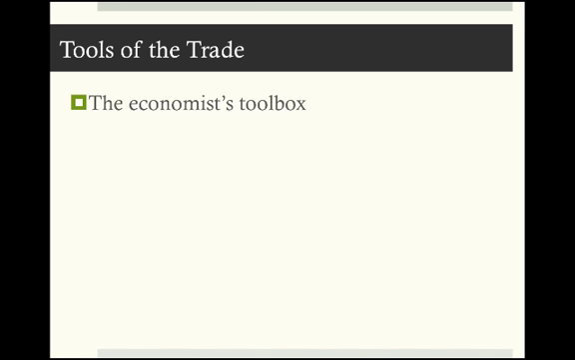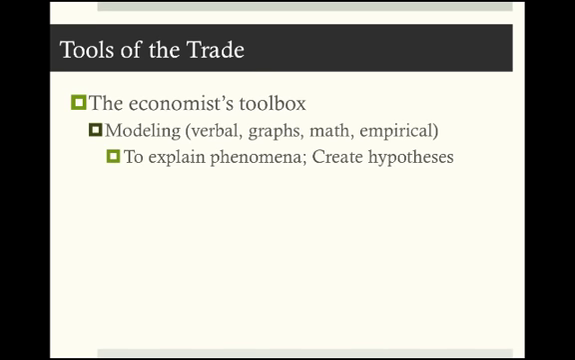So to answer and communicate about these sorts of questions in such a complex world that we live in, economists use a variety of tools. First, economists become skilled in explaining economic behavior through modeling. Modeling is using words, graphs, math, and empirical methods. Empirical methods are really just a combination of math and data. But they model to explain economic phenomena and to create hypotheses or predictions.